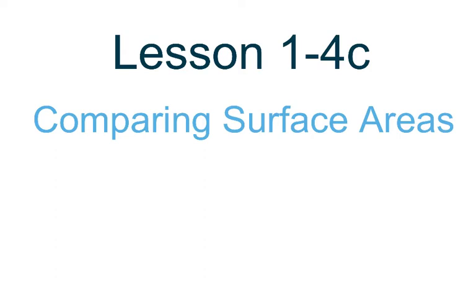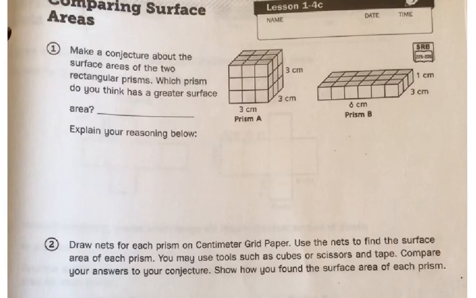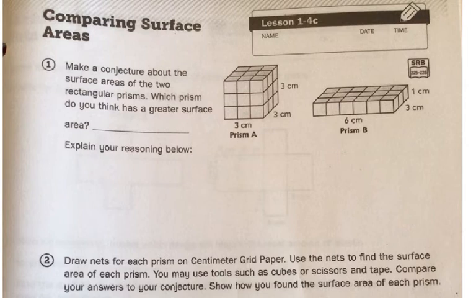Remember, this is different than volume, how much something would hold. Think of it as painting or wrapping the outside of a box. How much would you need to cover each surface? The sheet that you're looking for says comparing surface areas.